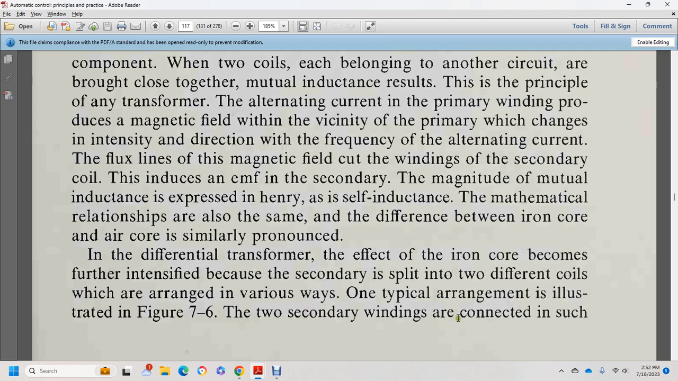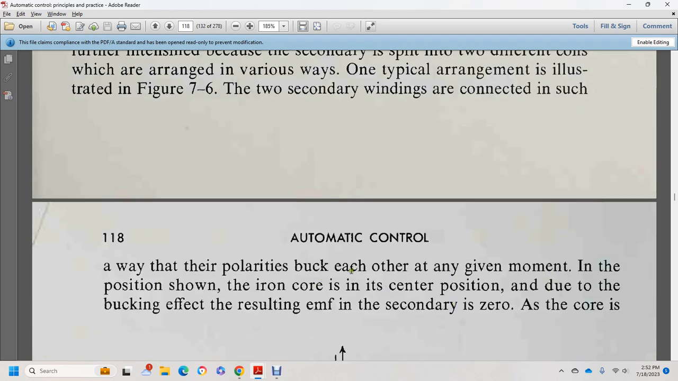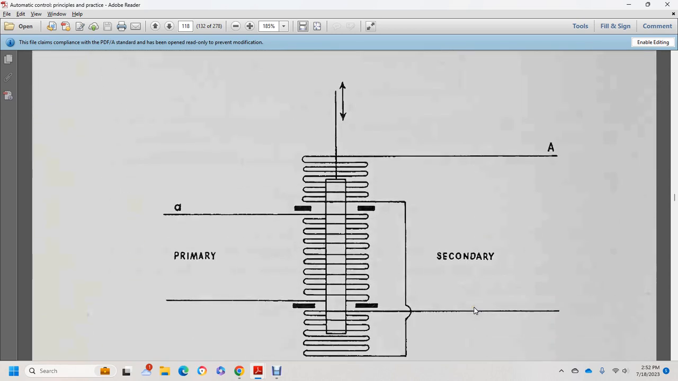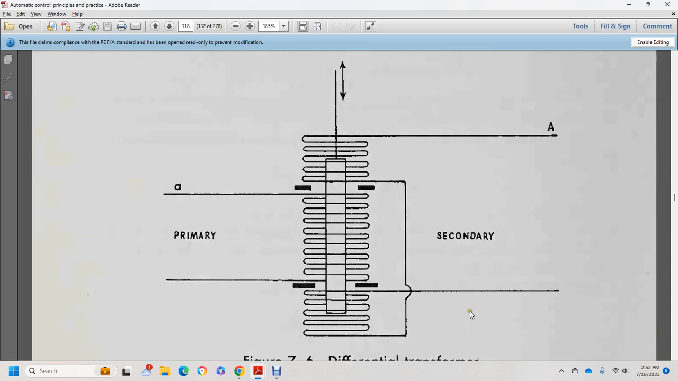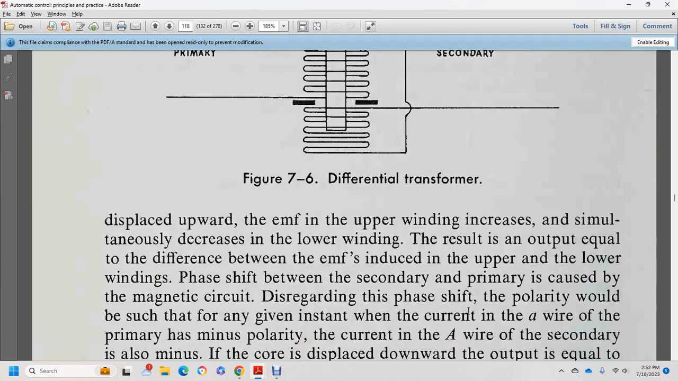Two secondary windings are connected in such a way that their polarities buck each other. With the iron core in the central position shown, due to the bucking effect the resulting EMF in the secondary is zero. So here are the primary and secondary of the core differential transformer. You have capital A, minor A, and that shows the winding.